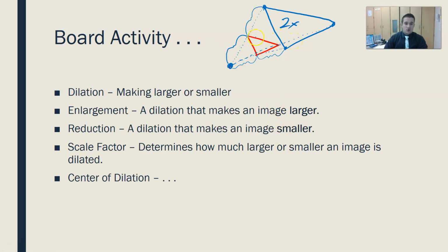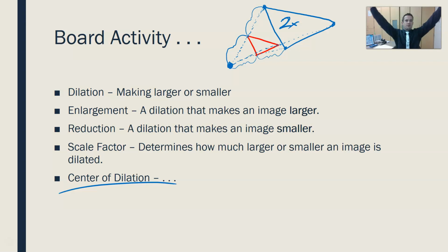So this original triangle, this red triangle, I would say that it has been dilated by a scale factor of 2. Notice that this blue triangle is twice as big. It's been dilated by a scale factor of 2. And when I backtrack through all of these points back to this point right here, the point where I started, that point is called the center of dilation, kind of the point where my dilation starts.